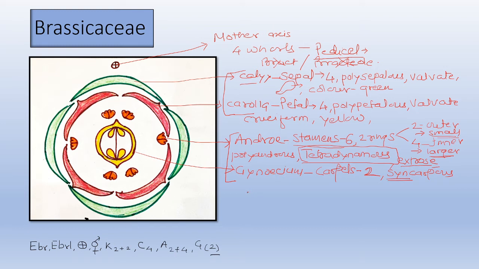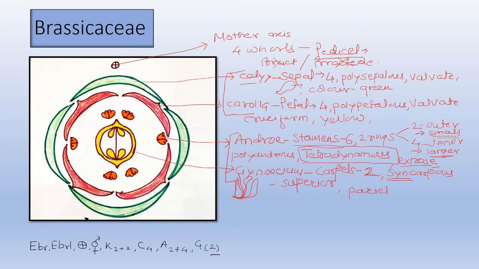Then we will see the position of the ovary. The position of the ovary is above the thalamus. The thalamus is present, and from the thalamus the ovary is present, and from the base of the ovary all the whorls come out, that is the calyx, corolla, androecium. So we call this position of the ovary superior. Now an important characteristic about the gynoecium in this case is that it has placentation of parietal type.